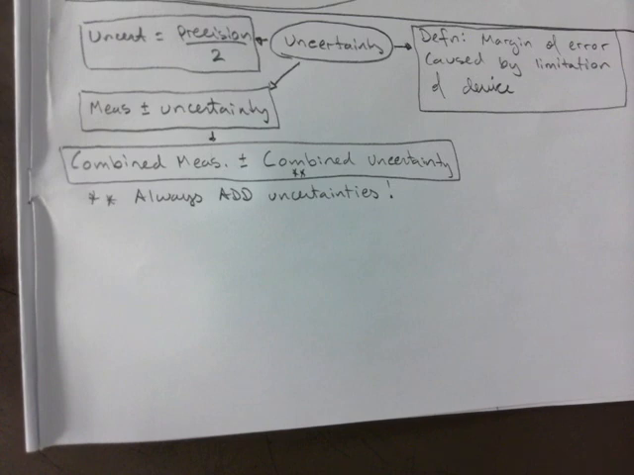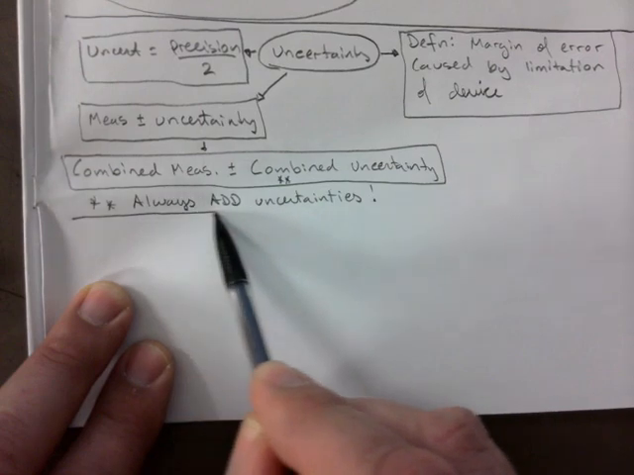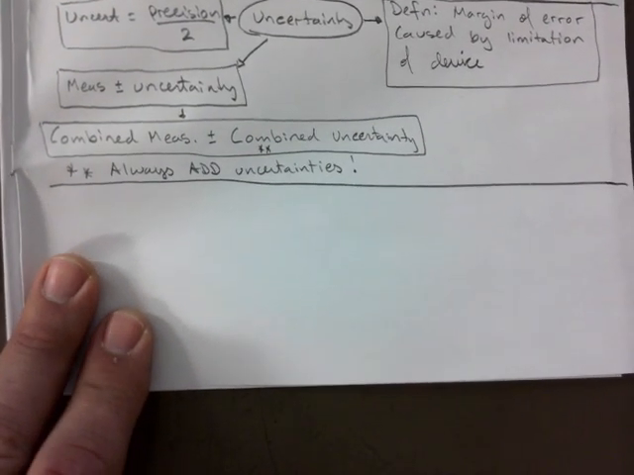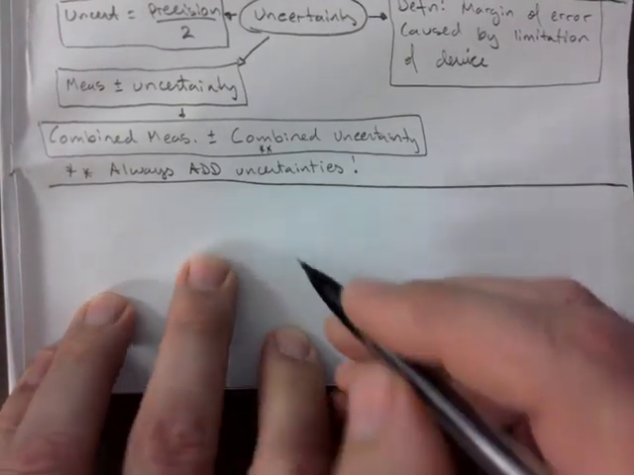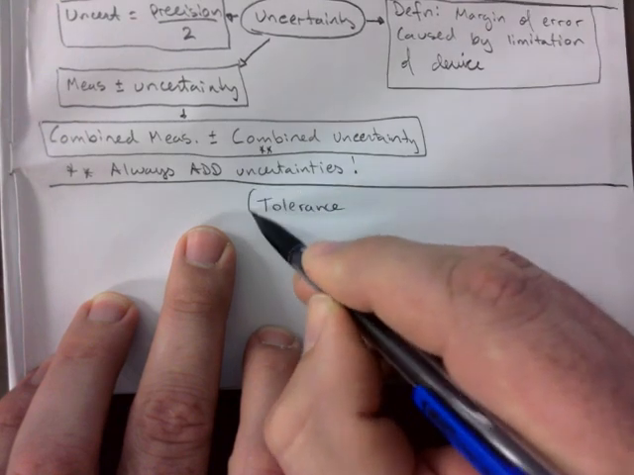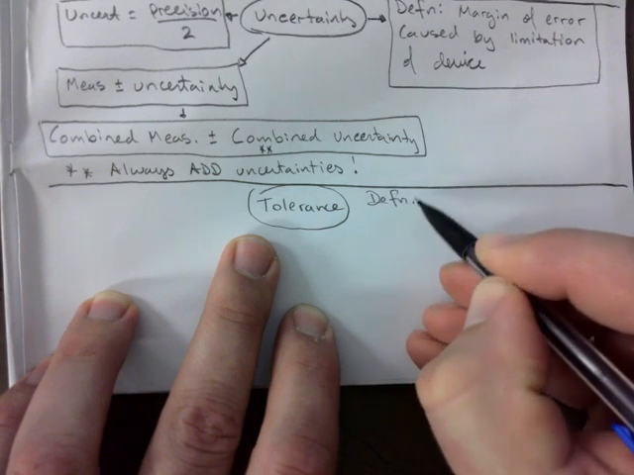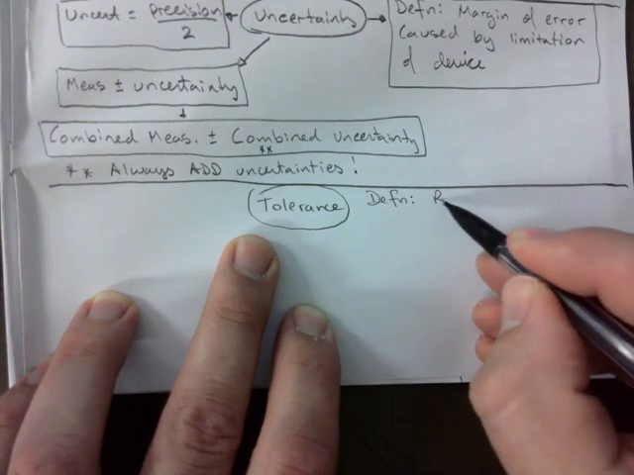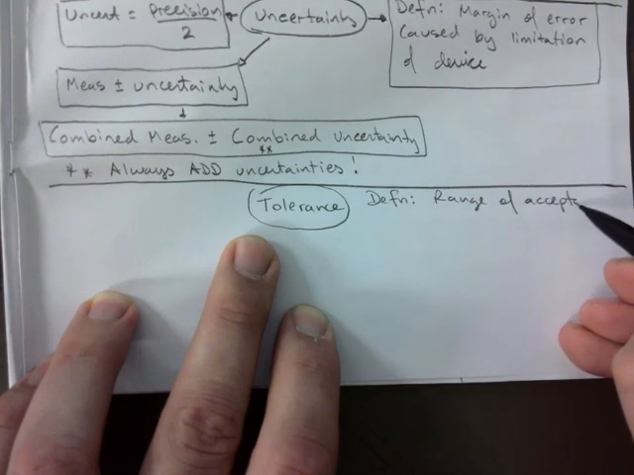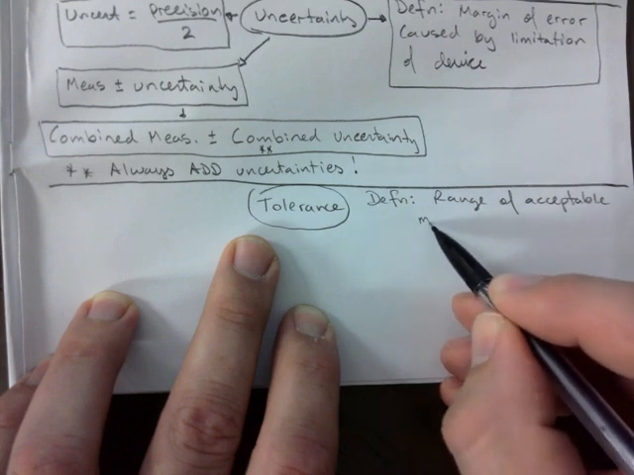Should I add that? I think I will leave it for now because I'm going to run out of space, because this is my last section here, which is tolerance. And the definition of it is the range of acceptable measurements.